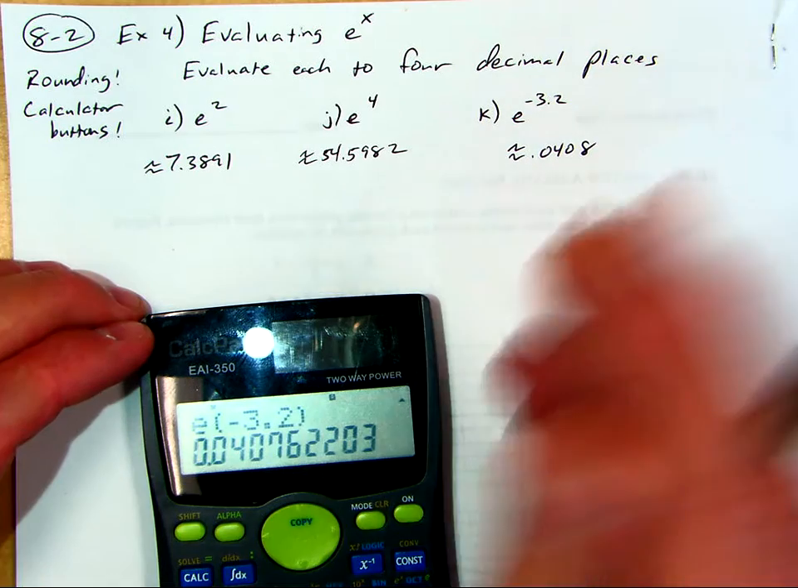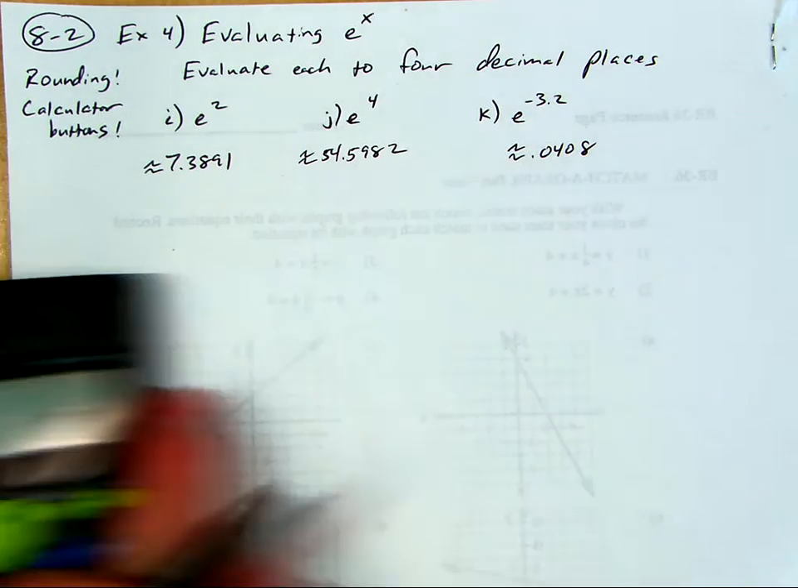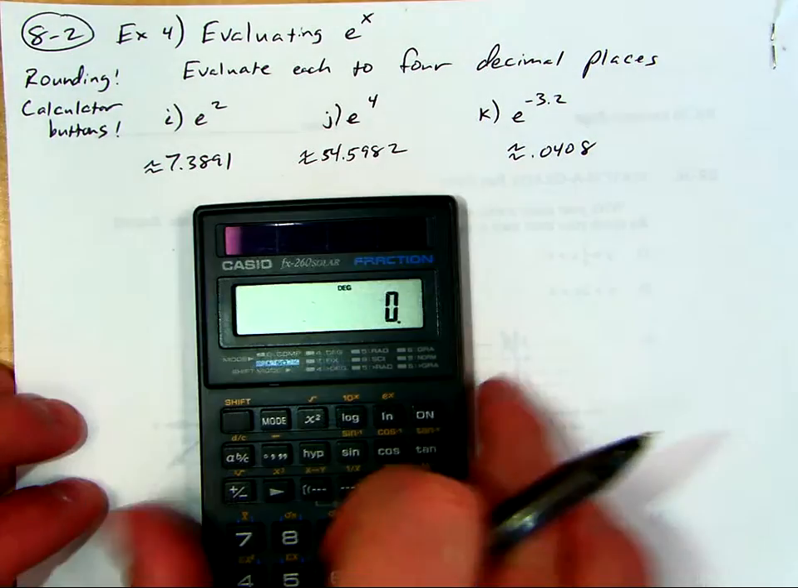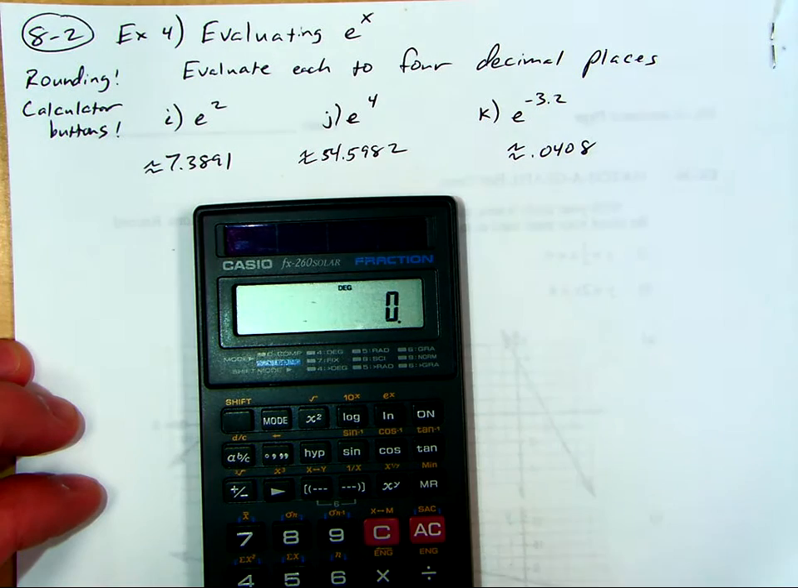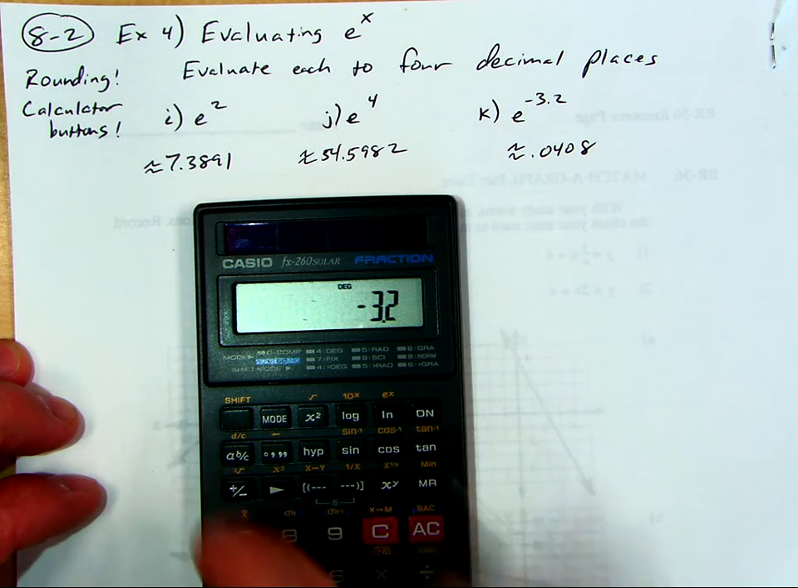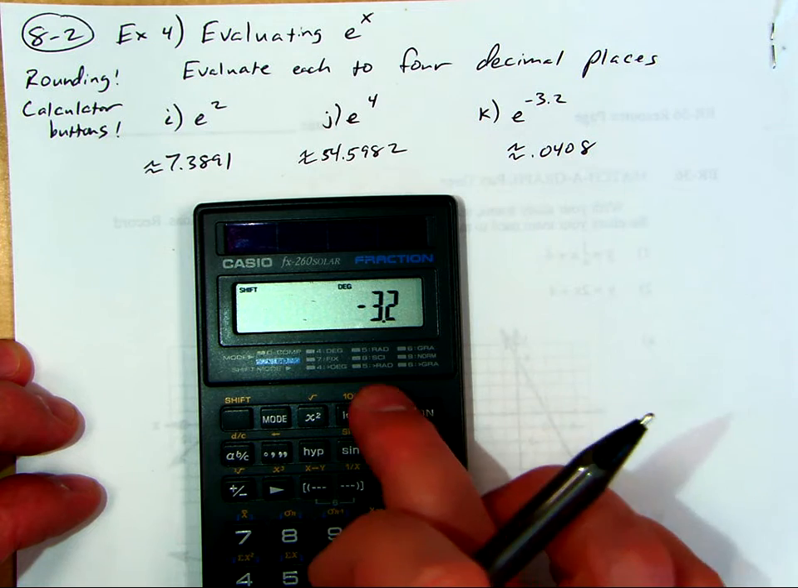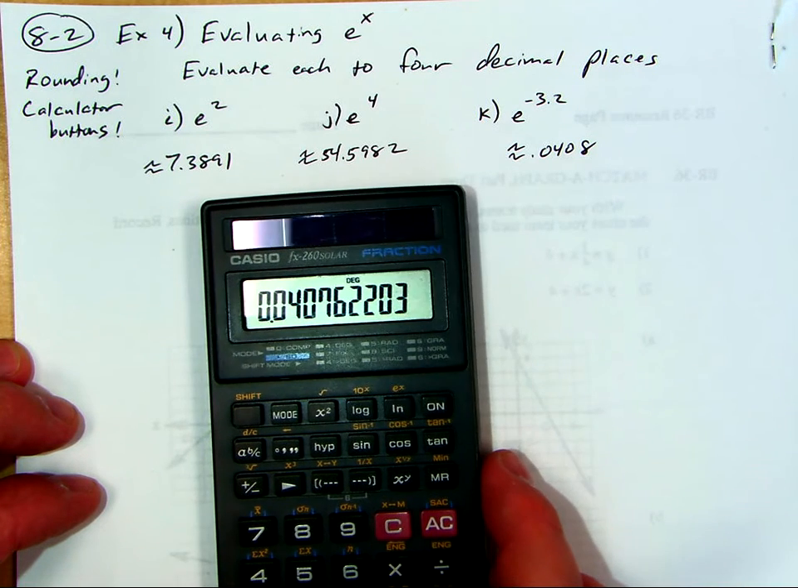0.0408. Now you can do this with other types of calculators. For the weird one like this, let's just type in negative 3.2 first. So 3.2, make it negative, and then go shift E. 0.0408 still works.